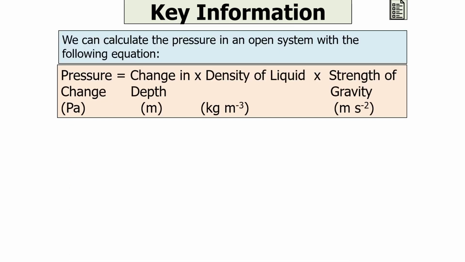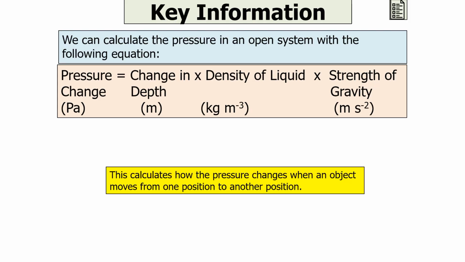Now we can calculate the pressure in an open system with the following equation: the pressure change in pascals is equal to the change in depth in meters times the density of that fluid in kilograms per meter cubed times the strength of gravity in meters per second squared. This equation calculates how the pressure changes when an object moves from one position to another in the fluid.